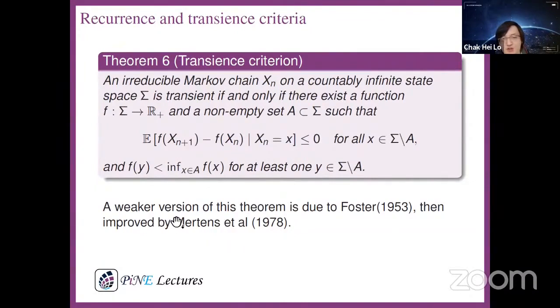Okay, so a weaker version of this theorem is again due to Foster. What Foster did is, instead of considering a non-empty set A, a general A, he considered just a point here. But essentially, it gives the same theorem. Then it was again improved by Mertens et al. in 1978 to give this form here.